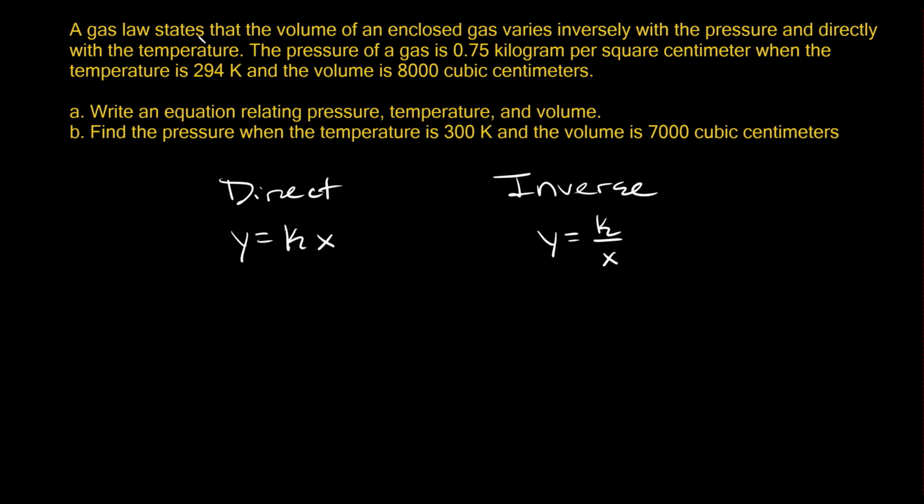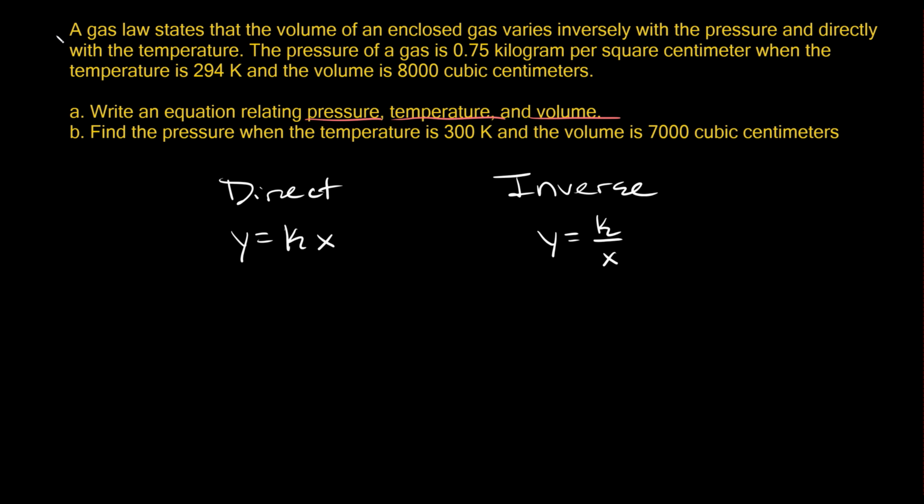It says a gas law states that the volume of an enclosed gas varies inversely with the pressure and directly with the temperature. The pressure of a gas is 0.75 kilograms per square centimeter when the temperature is 294 Kelvin and the volume is 8,000 centimeters. Now we're asked to find two things. The first one, part A, says write an equation relating pressure, temperature, and volume. So let's start with part A.